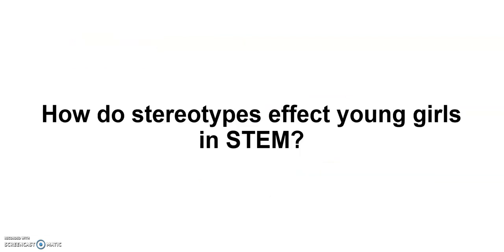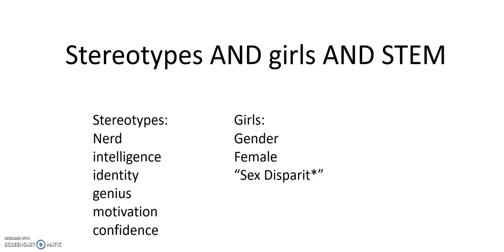We'll start off with our research question, which is how do stereotypes affect young girls in STEM? And so I've broken this down to my keywords, which I've defined as stereotypes and girls and STEM. And then I've done a little brainstorming for the term stereotypes and the term girls. I think in terms of identifying the direction of this research, there's a lot of different ways you could go with stereotypes. So I've done a little bit of brainstorming, but the database itself will help us brainstorm. So let's take a look at what that looks like.